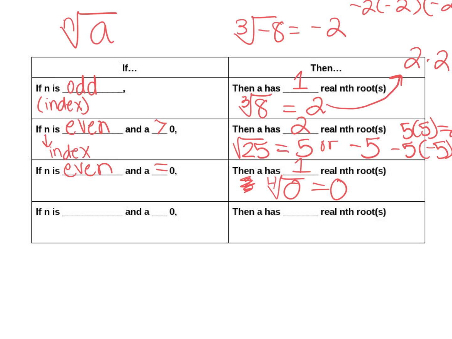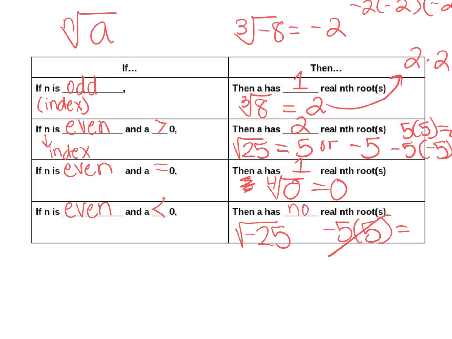If n is even, remember that's the index, and a is less than 0, then a has no real roots. So you cannot take the square root of -25. Because the only way you can get -25 is if you go -5 times 5. And you can't take the square root of something and have two different numbers. It's got to be the same number.